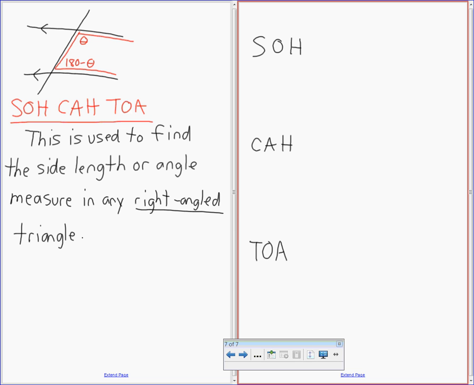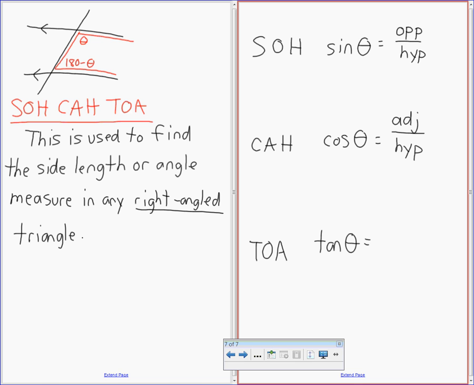Okay, so sine of theta is going to be the opposite side divided by the hypotenuse. Cos of theta is going to be the adjacent side over the hypotenuse, and tan of theta is going to be the opposite side over the adjacent. And if you look at the first letters of opposite, hypotenuse, and adjacent, that's where the O and the H, the A and the H, the O and the A come from.